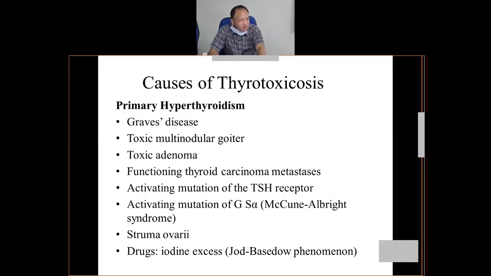Then the next cause of thyrotoxicosis is struma ovarii. Struma ovarii, as the name suggests, is a disease of the ovary, like a goiter of the ovary. You usually get this when you have a tumor of the ovary, usually a teratoma, which has functioning thyroid tissue in it, and that is known as struma ovarii. Drugs, for example iodine excess, which is also known as the Jod-Basedow phenomenon.